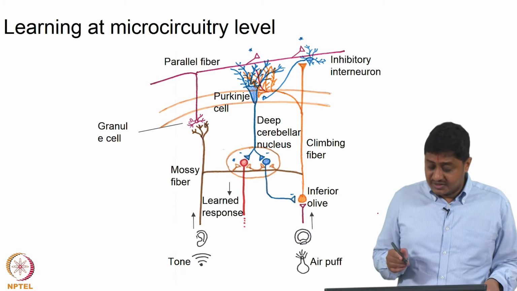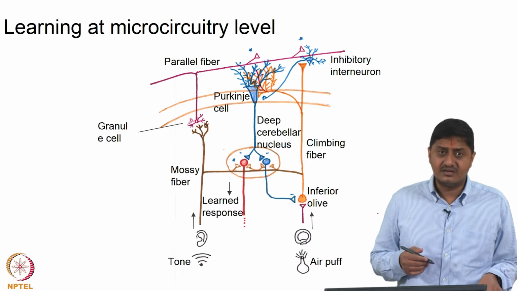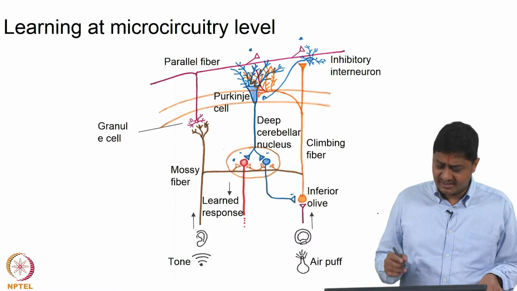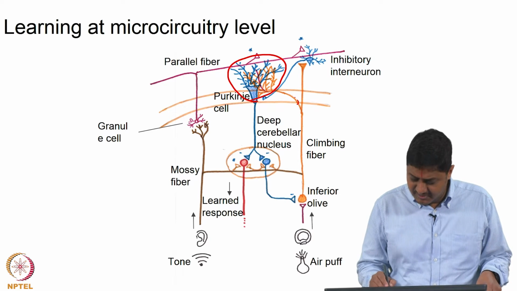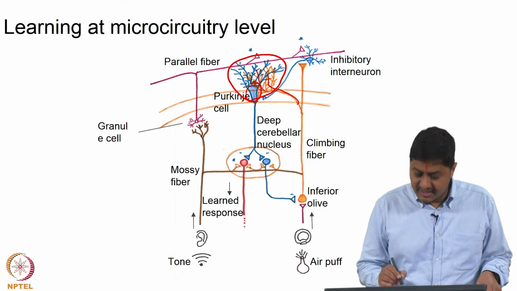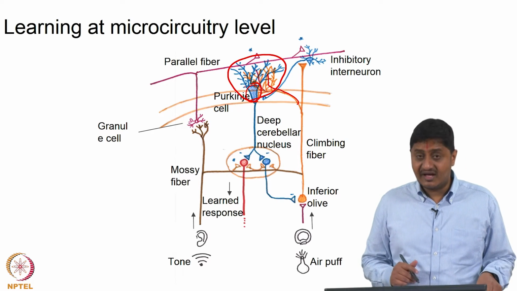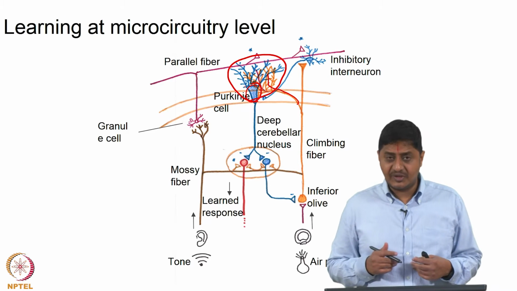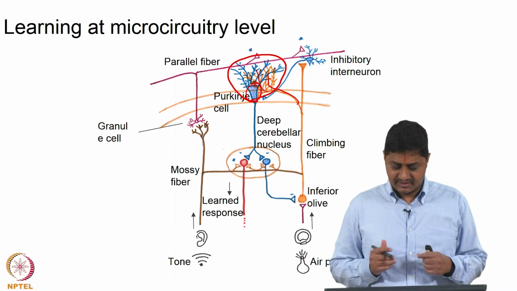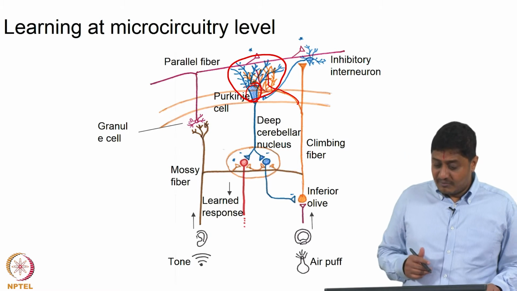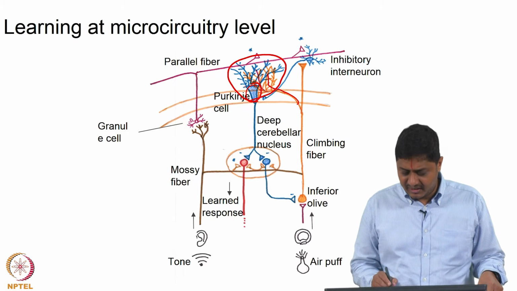At least the following is known, that there are multiple sites in which learning can happen. One particular site that we discussed earlier is this site. This is the climbing fiber Purkinje cell synapse, where learning happens through the climbing fiber acting as a teaching signal or the instructing signal.